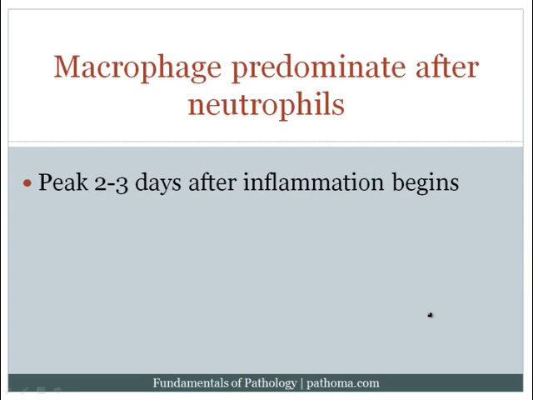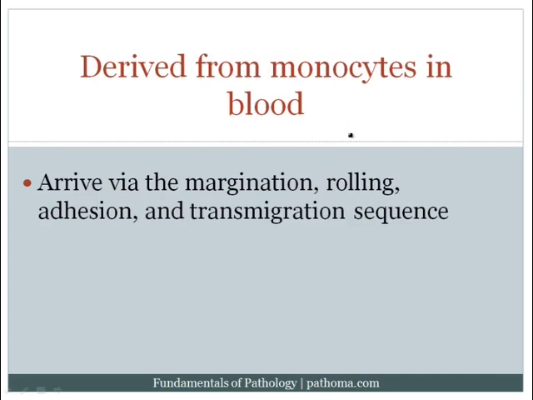The macrophages peak 2 to 3 days after inflammation begins. They occur after the neutrophils arrive, and they're derived from monocytes in the blood. So you've got these monocytes floating around in the blood, and it's the monocytes that eventually get into tissue, and when they get into tissue, we call them macrophages. Now, we should just be thankful that the macrophages, i.e. the monocytes, come into the tissue the exact same way that the neutrophils do. So they use margination, rolling, adhesion, and transmigration. So guess what? That makes our life really easy, because now we don't have to repeat all of these steps. We're already familiar with them.